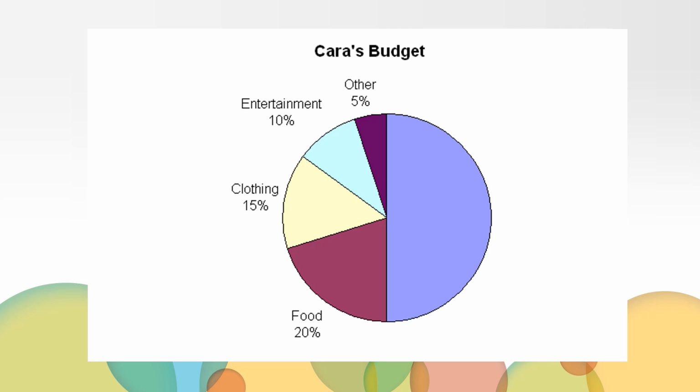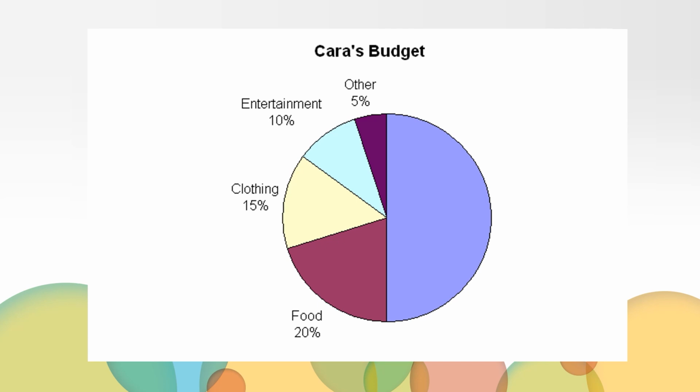Was your prediction correct? Did you guess that Kara spends the largest portion of her budget on rent? Let's dive into the question. If Kara's budget was $100 for this circle graph, how much would she spend on each category?